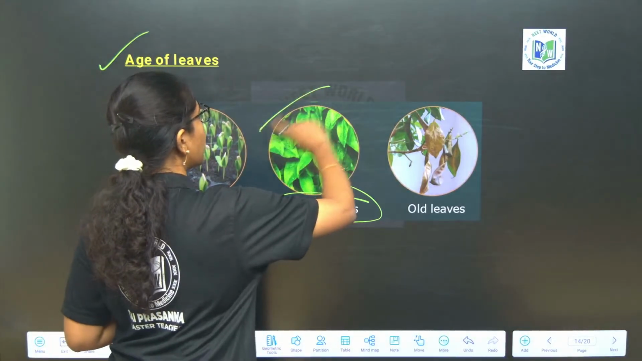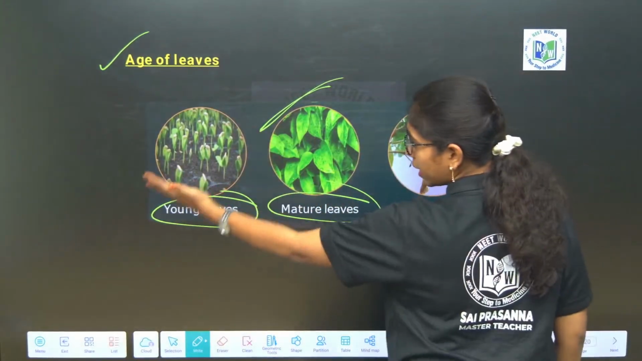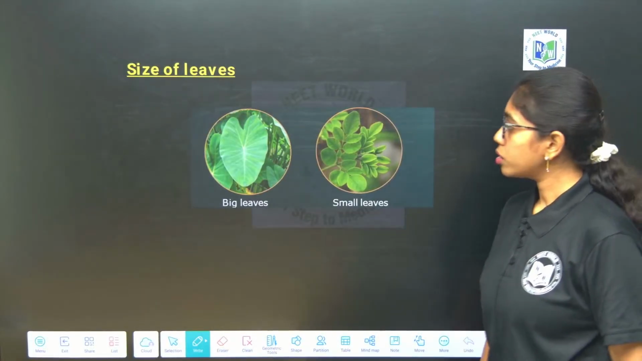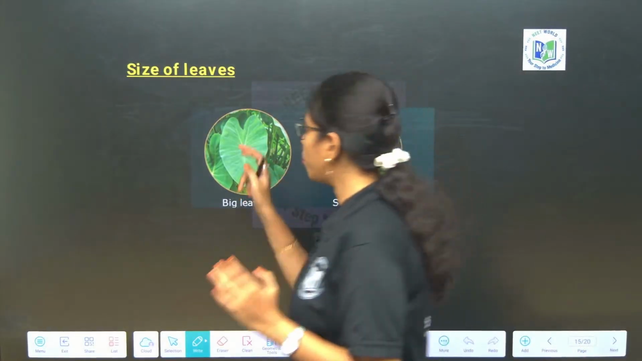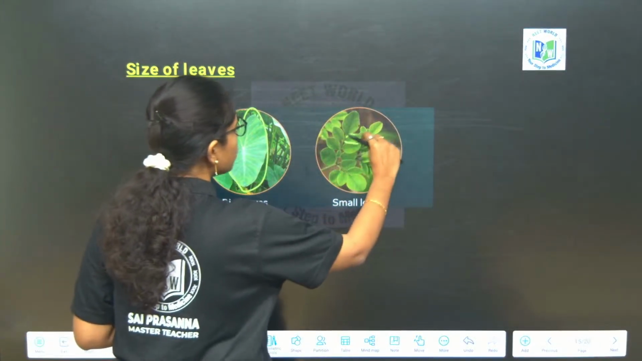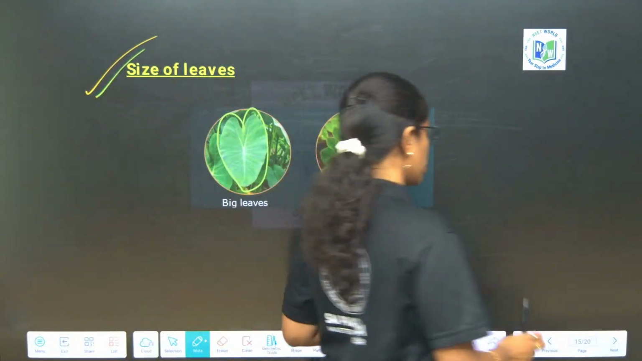Mature leaves will conduct a maximum amount of photosynthesis than the old or young leaves. Next, size of the leaves also matters. Big leaves, broad leaves will conduct more photosynthesis than small leaves, okay. So, size of the leaves also matters for photosynthesis.